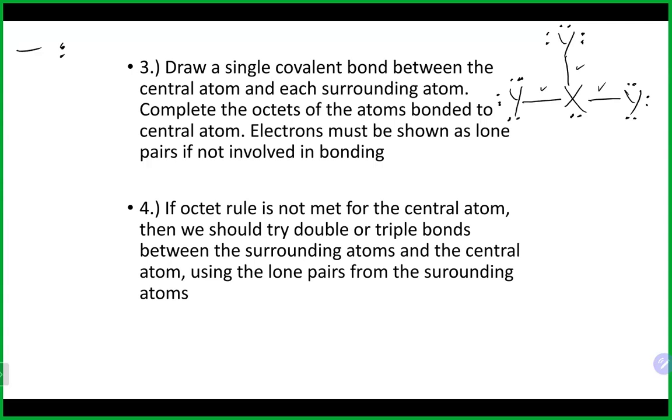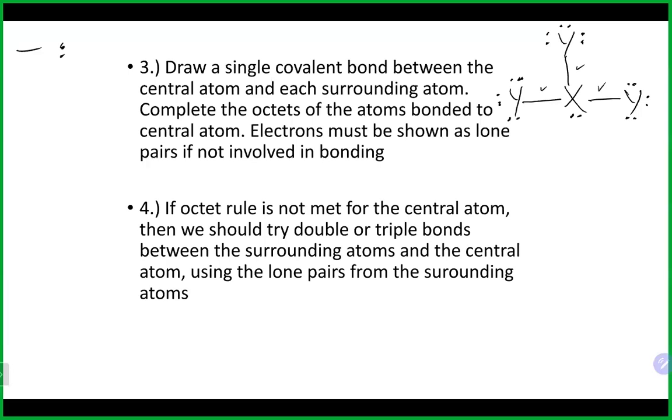Once you've done that, you want to go around to everybody and make sure that everybody has met the octet rule, that everybody has 8 electrons around it, except for obviously hydrogen, which should only have 1 or 2 electrons around it. It is at that point that if somebody has not met the octet rule, you should try a double bond to fix it.